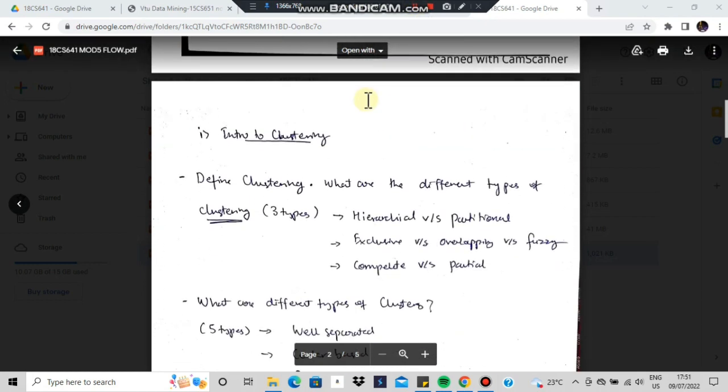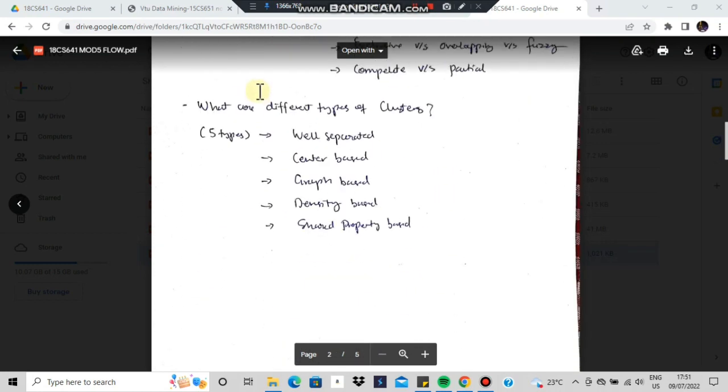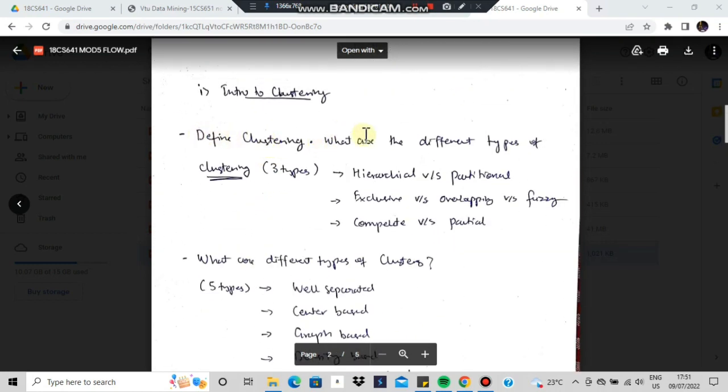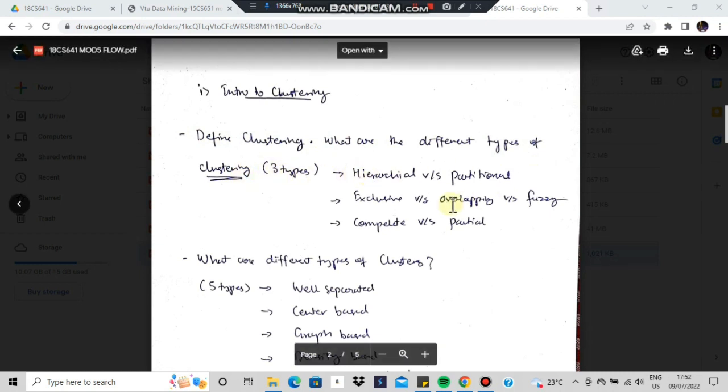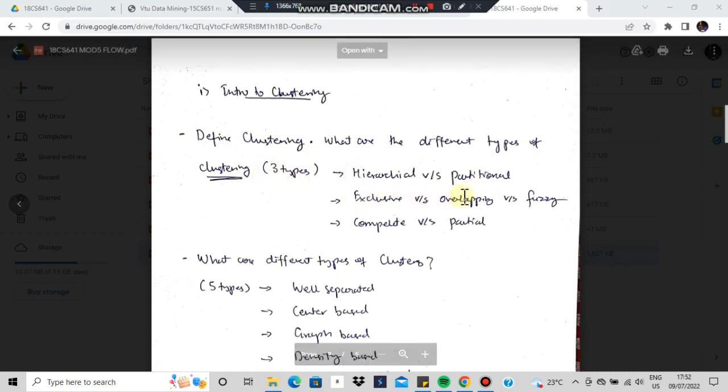From the introduction to clustering you need to know these two things: define clustering and what the different types of clustering are. There are three types of clustering: hierarchical versus partitional, exclusive versus overlapping versus fuzzy, and complete versus partial. So these are the different types of clusterings.